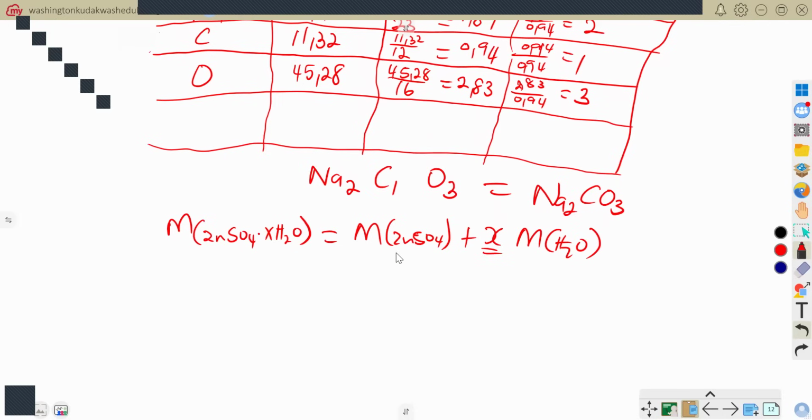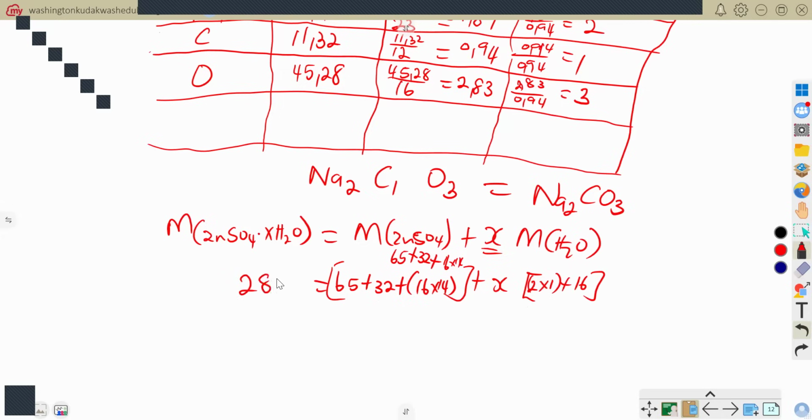Zinc has a molar mass of 65, plus sulfur, which is 32, plus oxygen, which is 16 times 4. So I would say 65 plus 32 plus 16 times 4, added to X times the one for water, which is 2 times 1 plus 16. And then they are supposed to be equal to 287 grams per mole, the one that I'm given.